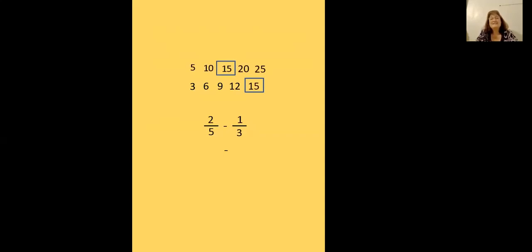So there we go. 15 is our lowest common denominator. We place that down here. 5 goes into 15 3 times. 3 times our numerator 2 is 6. 3 goes into 15 5 times. 5 times 1 is 5. Our numerator 6 minus 5 is 1. And that goes over 15.